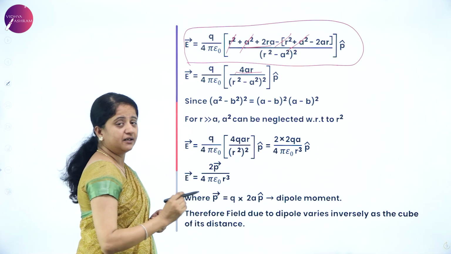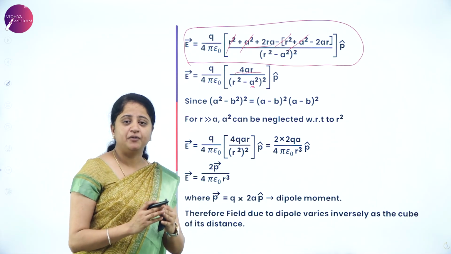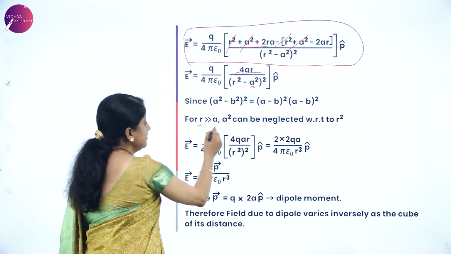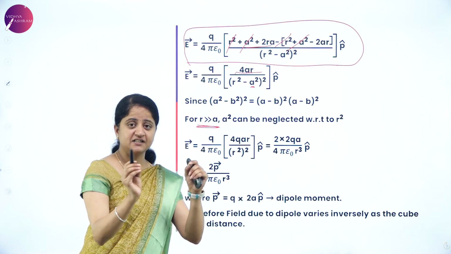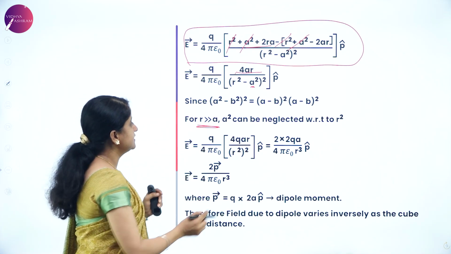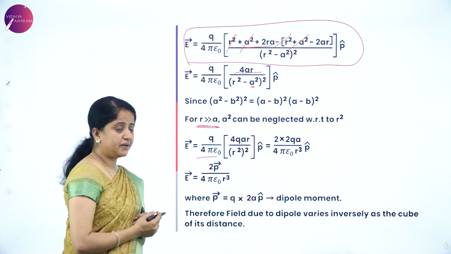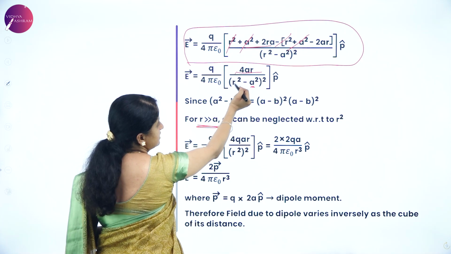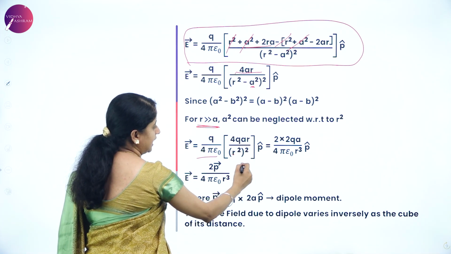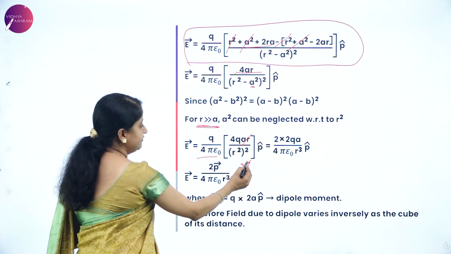Now again, when the point is at a far distance on the axis of the dipole, that is r is very much greater than a, where a is nothing but the distance between the center of the dipole and one charge, so r value is obviously greater than a. In this case, the a square term can be neglected, and we remain with E is equal to q divided by 4 pi epsilon naught into 4ar divided by (r square) the whole square. Now it is of the form (r square) the whole square, which is nothing but r to the power 4. But we have one r in the numerator, so we can cancel one r here, and we will get r cube in the denominator.